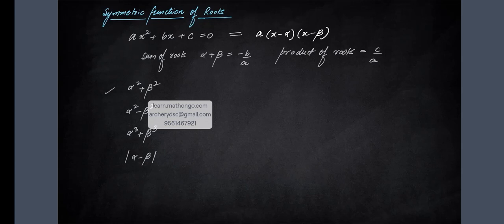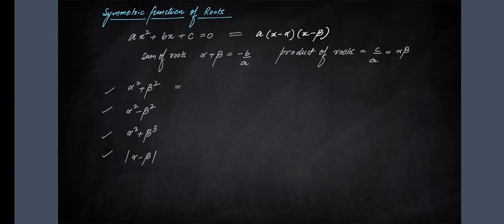Remember, whatever cases you are given, that is powers of roots, you have to solve using alpha plus beta and the product of roots, alpha beta. You have to solve using this. For example, you should remember that alpha square plus beta square can be written as (alpha plus beta) whole square minus 2 alpha beta, and the values of alpha plus beta and alpha beta are known to you. This is quite simple. This is made first in this way, and then next comes alpha minus beta.